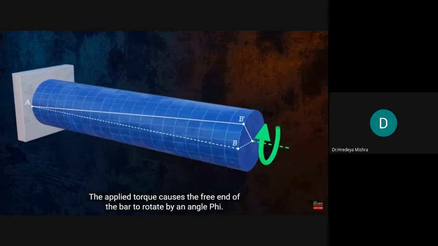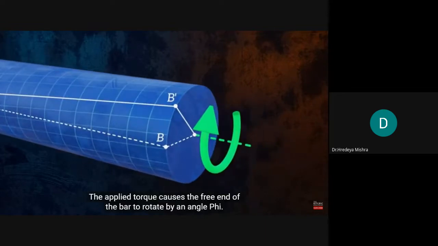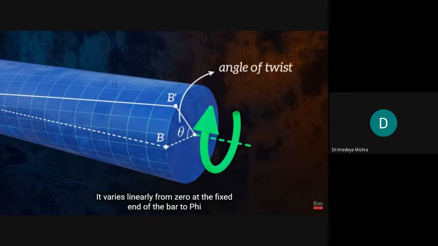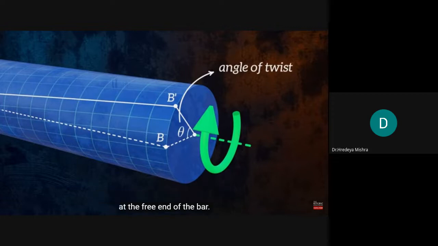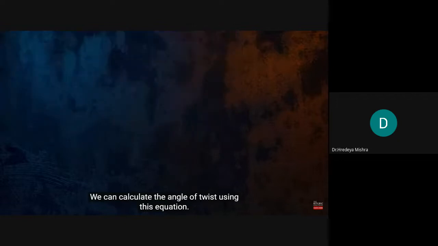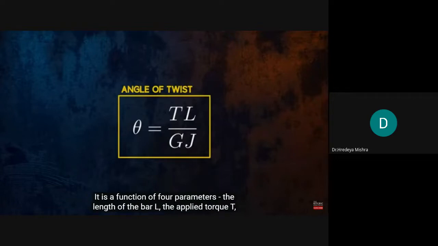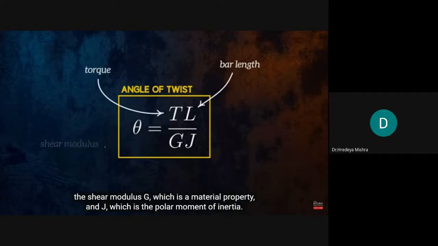The applied torque causes the free end of the bar to rotate by an angle phi. This is called the angle of twist. It varies linearly from 0 at the fixed end of the bar to phi at the free end of the bar. We can calculate the angle of twist using this equation. It is a function of 4 parameters: the length of the bar L, the applied torque T, the shear modulus G, which is material property, and J, which is the polar moment of inertia.